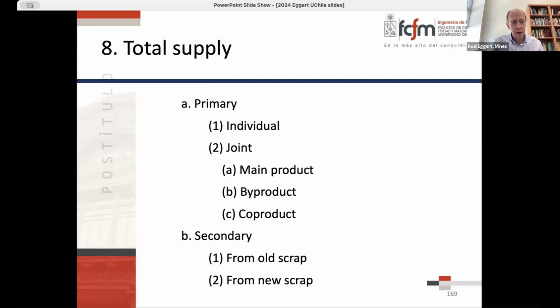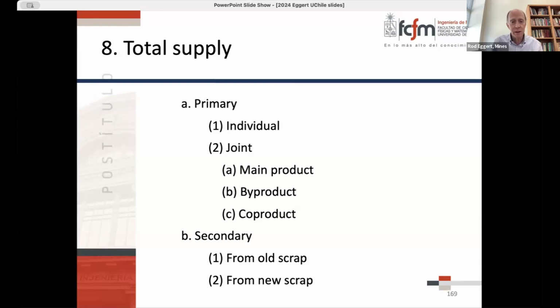So we have primary supply, and as I use the word, that's from the mine. And then we have secondary supply, which represents metal recovered from scrap. And for both primary supply and secondary supply, we have different subcategories. So in terms of mining and metallurgy supply, we have individual products. Those are mines that produce one product. But we have other mines and metallurgical processing facilities that produce multiple products.